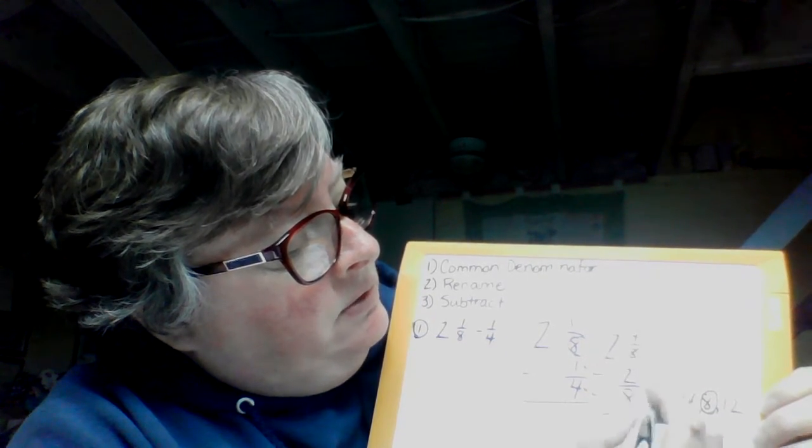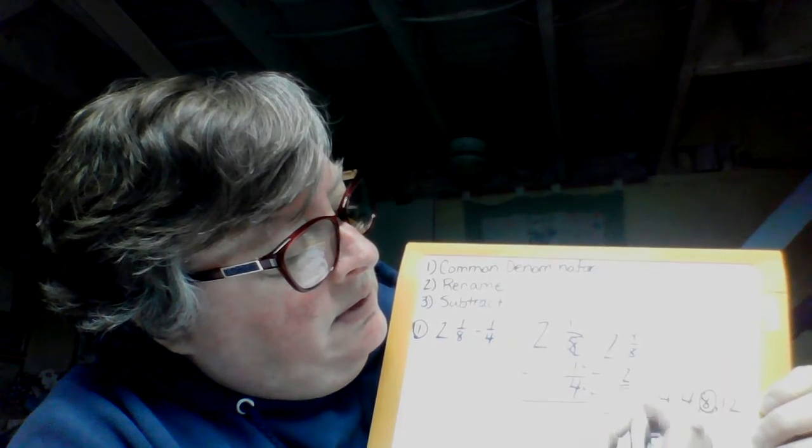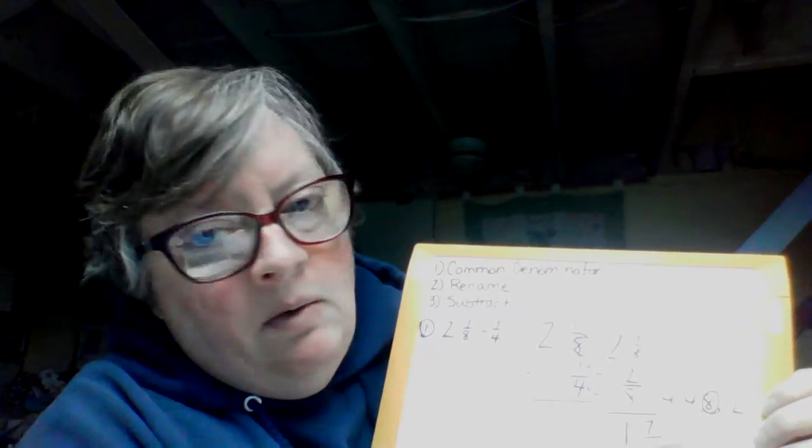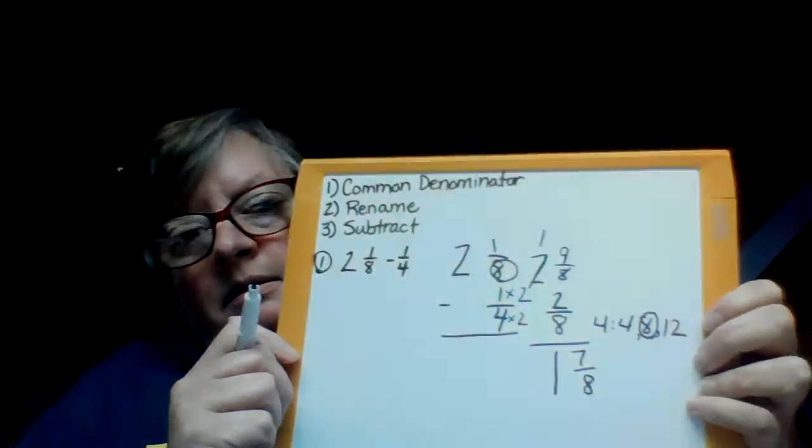9 minus 2 is 7. Keep our denominator. 1 minus 0 is 1. 1 and 7/8 is our answer.